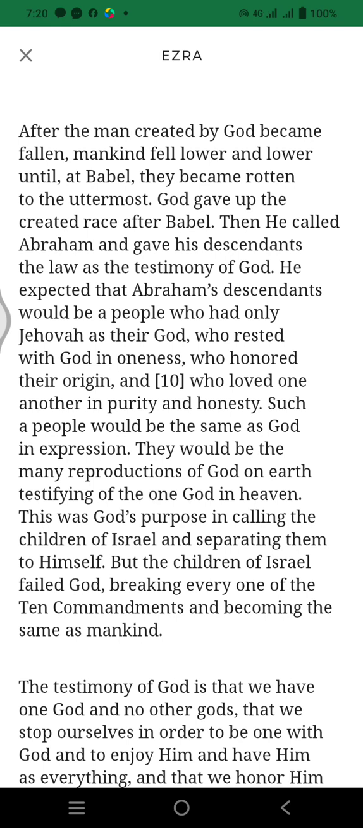Such a people would be the same as God in expression. They would be the many reproductions of God on earth, testifying of the one God in heaven. This was God's purpose in calling the children of Israel and separating them to himself. But the children of Israel failed God, breaking every one of the 10 commandments and becoming the same as mankind.